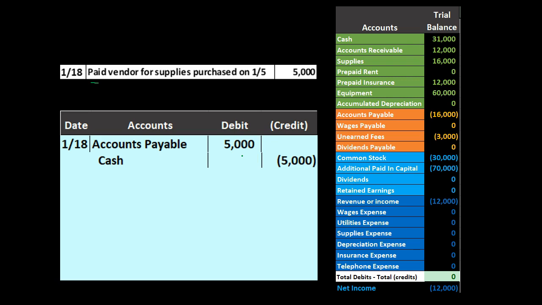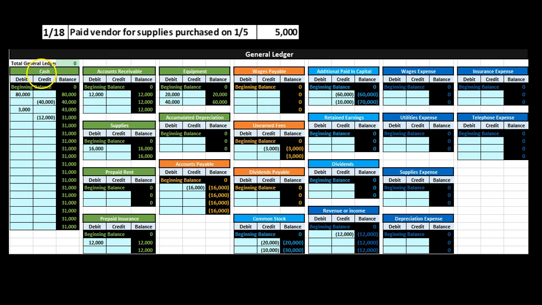So that makes sense. Now we're going to post this to the general ledger. So we're going to look for the cash account and the accounts payable on the GL. If we look at the general ledger, here's the cash account. Our first account is going to be in the same order as it was on the trial balance. Here's the accounts payable account on the general ledger. We're going to zoom in on those two accounts and record this transaction.